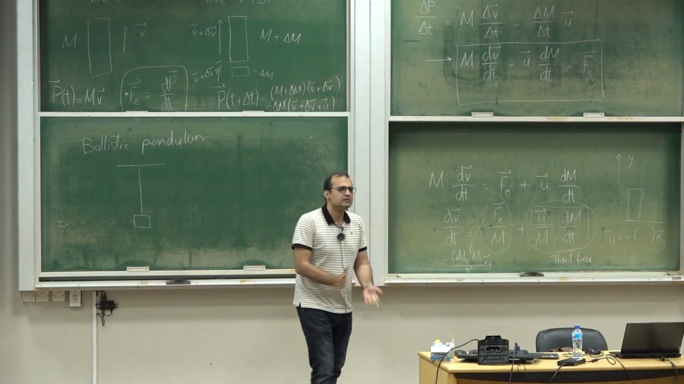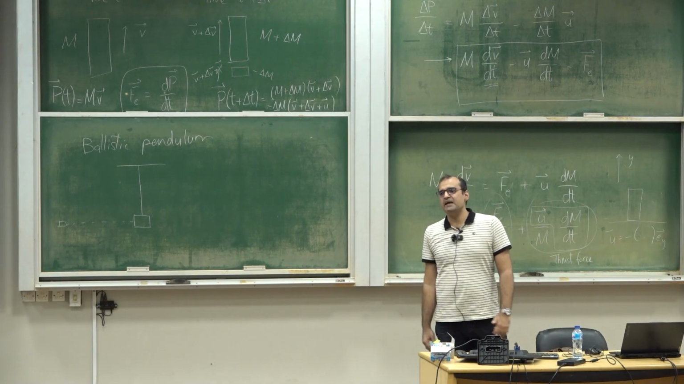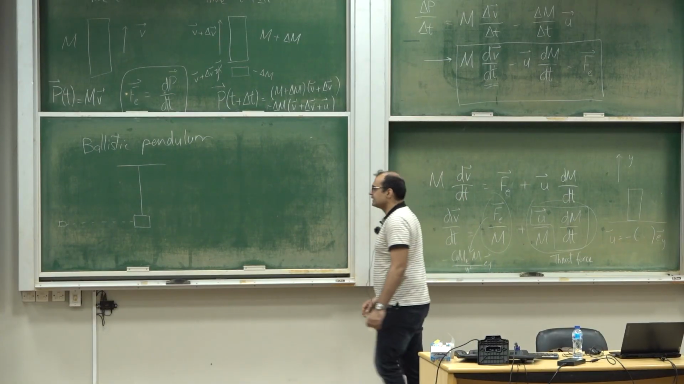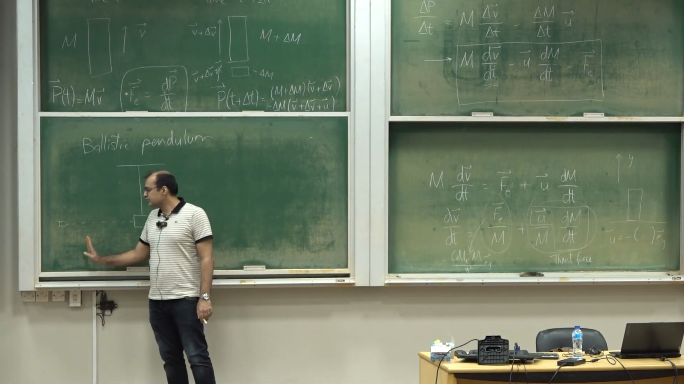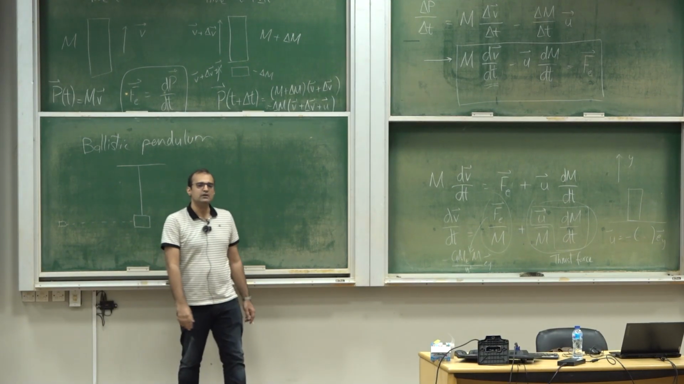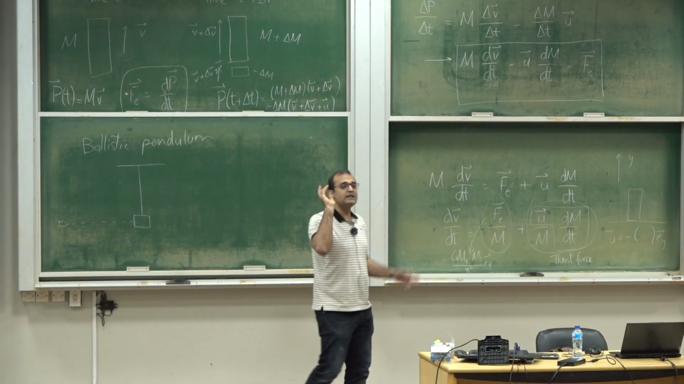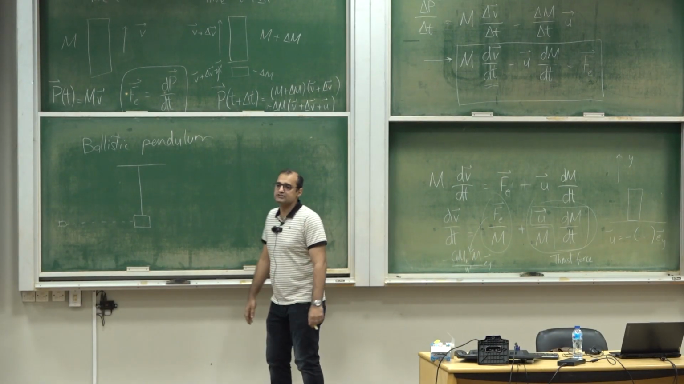Why? क्योंकि bullet बहुत तेजी से जा रहा है, उसको curve करने का essentially time ही नहीं मिलता. The vertical distance that the bullet falls is half gt square, but the time taken for the bullet to go from here to here is so small that half gt square is very very small. So basically the vertical distance fallen by the bullet is very very small. So that's why I've drawn the trajectory as almost horizontal.